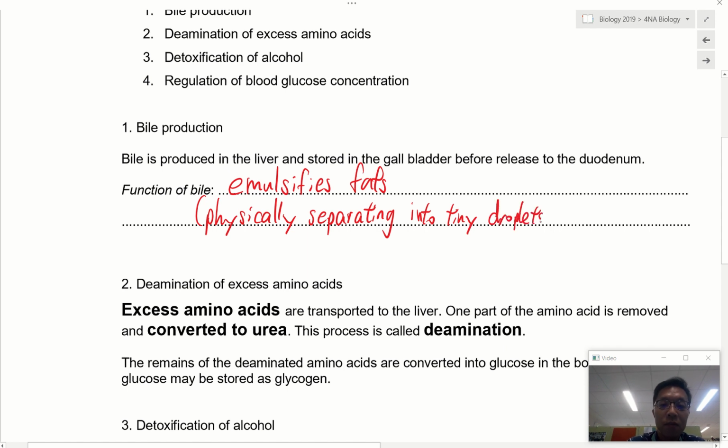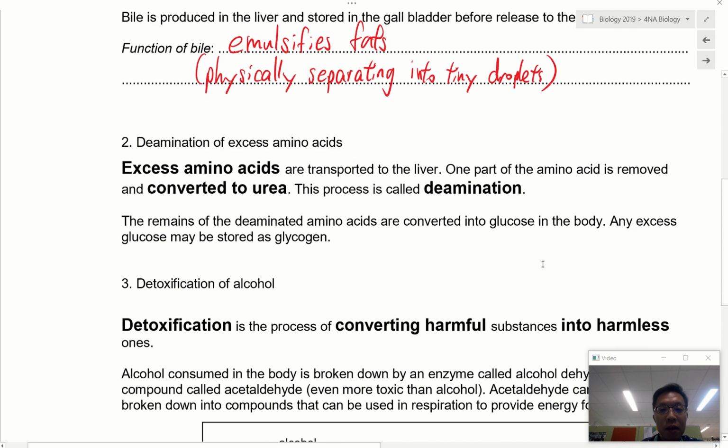Next one, deamination of excess amino acids. We just need to know about this. So urea is formed when excess amino acids are deaminated. The excess comes from, for example, maybe you eat a lot of extra proteins, a lot of chicken, a lot of meat. If you eat too much, you absorb too many amino acids, your body cannot cope, and the liver needs to remove the excess amino acids. So they will be converted to urea, and this urea will be removed in your urine.